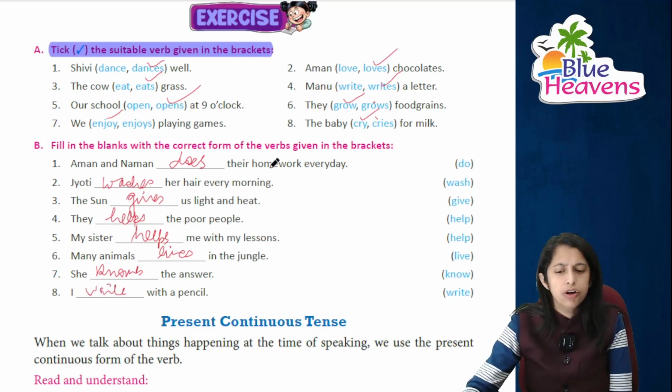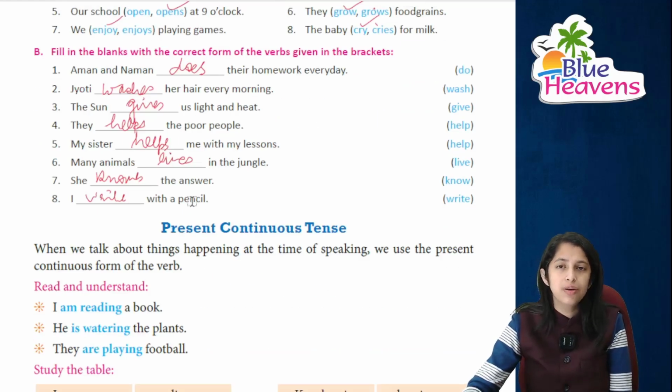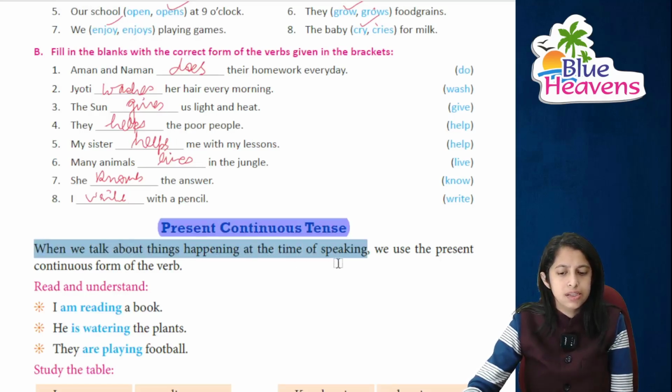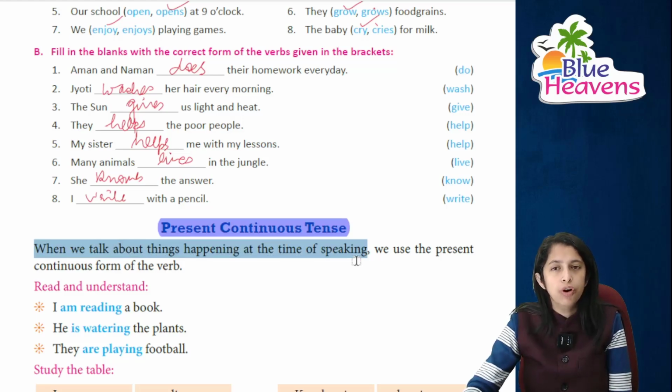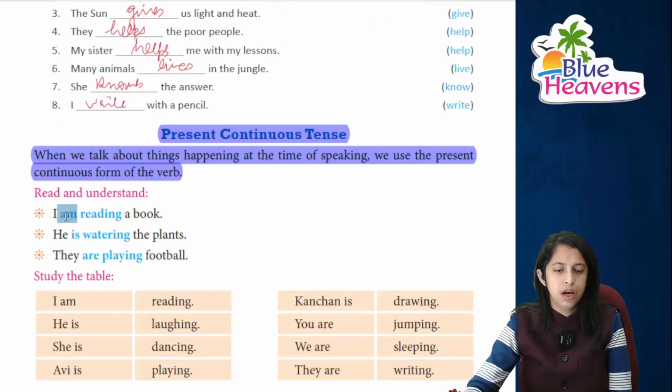Right? Moving on to the present continuous tense. Continuous है, बस ing लगा दीजिए. Right? When we talk about the things happening at the same time of speaking, मैं बोल रही हूँ और अभी भी हो रहा है वो काम, then at that time we use present continuous form of verb. जैसे कि I am reading a book.